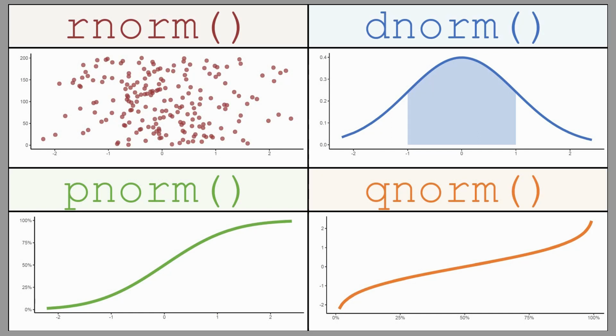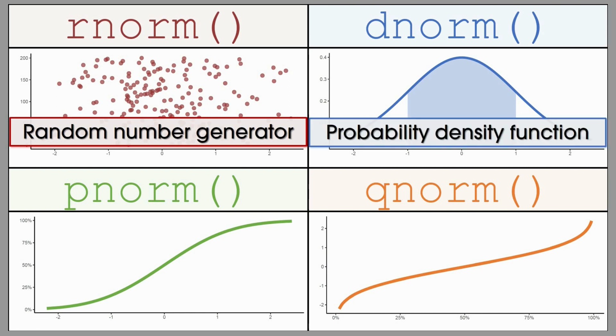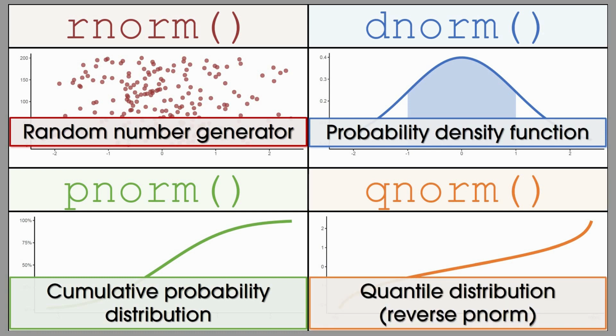In this video, I will show you what the different norm functions do and how they are related to one another. Rnorm acts as a random number generator that allows you to simulate numbers based on a normal distribution. The density of this distribution can be analyzed with the dnorm function. Pnorm gives you the cumulative probability distribution based on a certain quantile. And qnorm gives you the quantile distribution based on a certain probability.